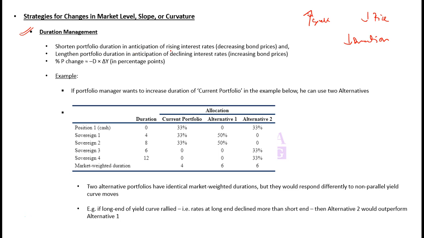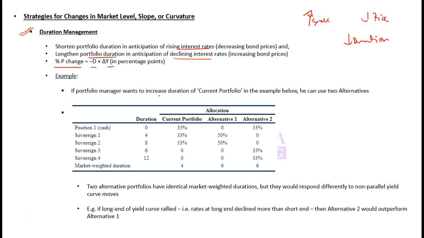Shorten portfolio duration in anticipation of rising rates and lengthen portfolio duration in anticipation of declining rates. What is the change in price? Change in price is duration multiplied by change in yield. If yield is going up, it will be a negative change. If yield is going down, it will be a positive percentage.